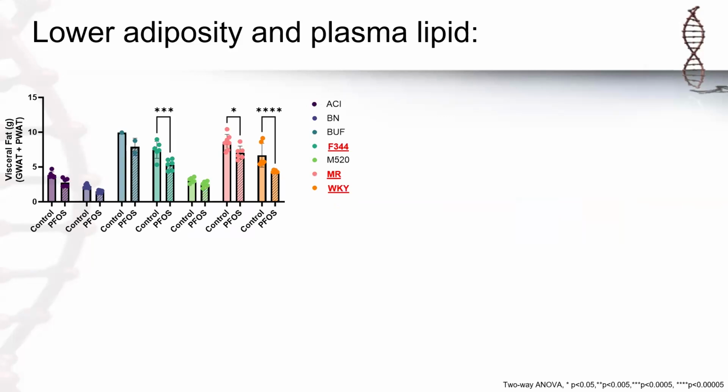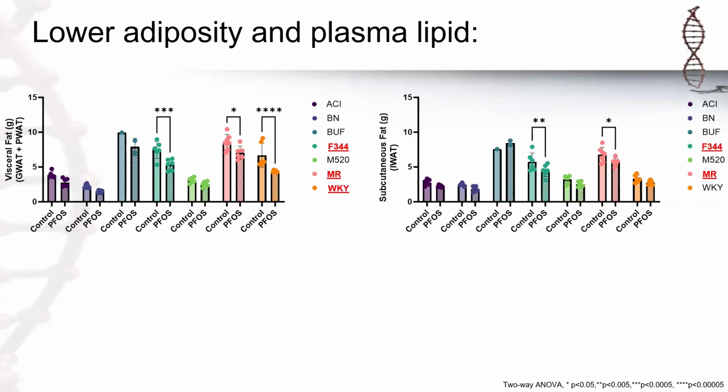present in their visceral fat, which is a combination of the gonadal and perirenal white adipose tissue, along with the fisher at a decreased percent of 28, and the exposed MRs and WKYs also show a significant decrease of 17% and 34% respectively in visceral fat.